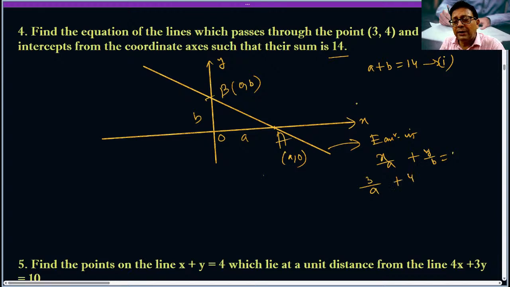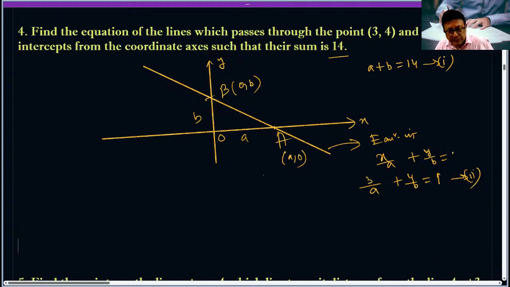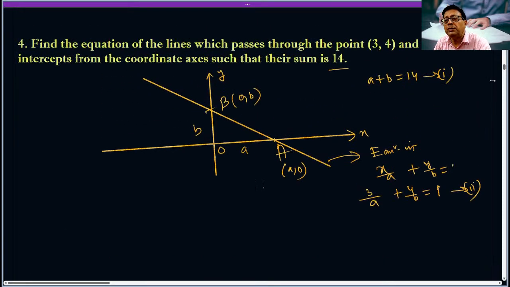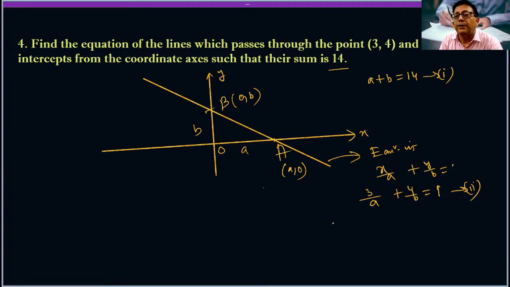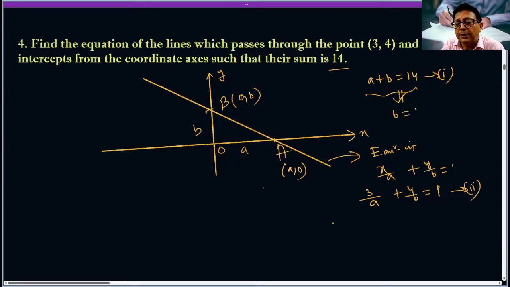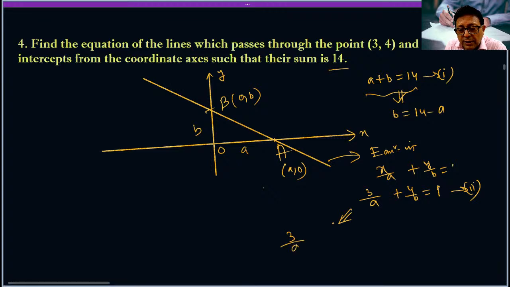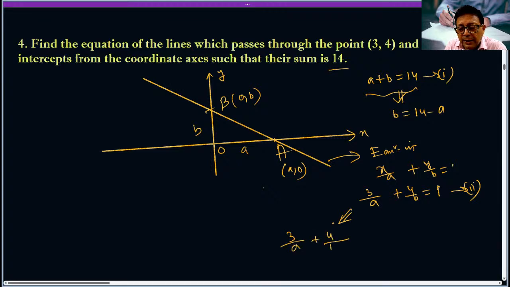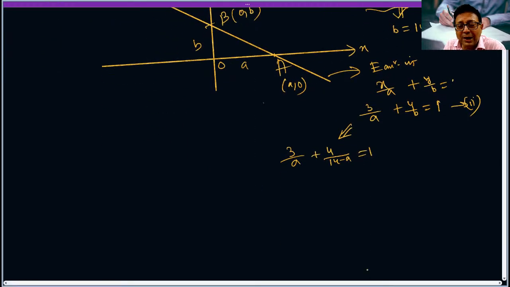So 3 by A plus 4 by B equal to 1. Isn't it? We have to solve these two equations now. Okay? Which two? 1 and 2 from here. So what we will do here, you take B from here. This you substitute there. 3 by A plus 4 by 14 minus A equals 1.